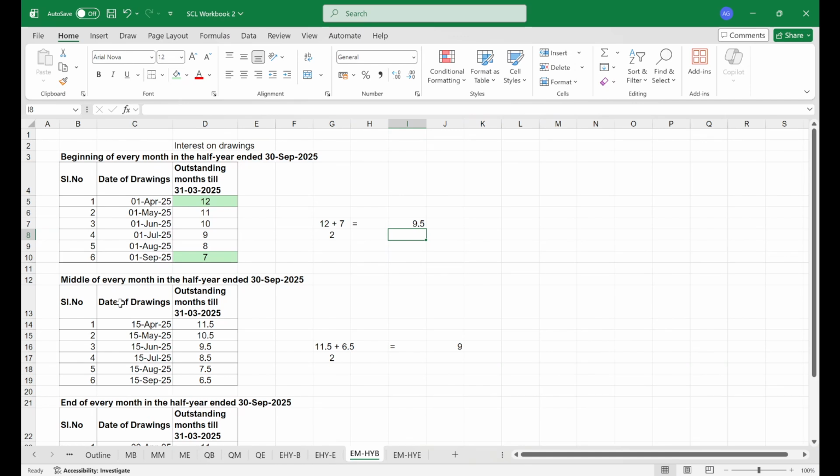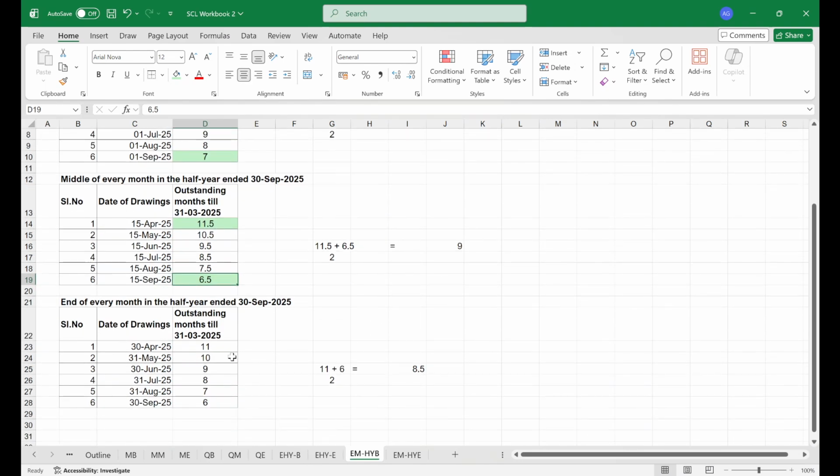Similarly, if the question says that middle of every month in the half year ended 30th September, then it is computed this way, 11.5 till 6.5. And if the question said that end of every month in the half year ended 30th September 2025, the answer is 11 months and 6 months. 11 plus 6 by 2, 8.5 months. Middle, 11.5 by 6.5, it is 9.